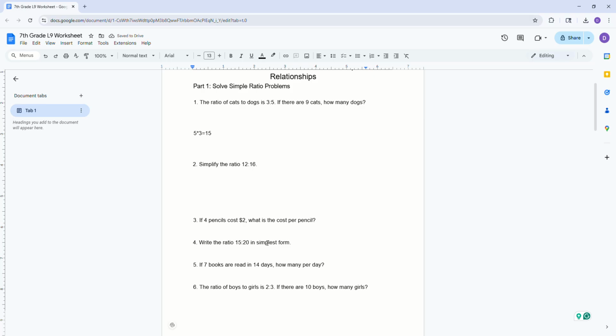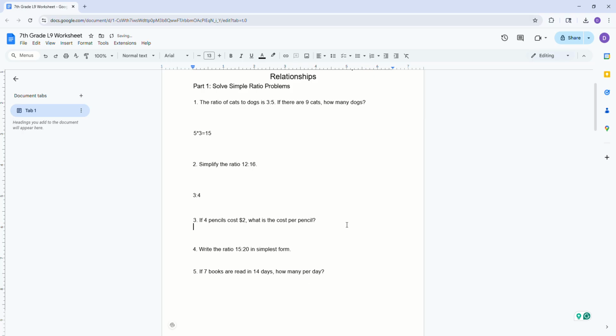To simplify the ratio of 12 to 16, we need to find the greatest common factor. So it will be 4, so if we simplify it, it will be 3 to 4. It says if 4 pencils cost $2, what is the cost per pencil? So we need to divide 2 by 4, which would normally be 1/2. But we're doing it by dollars, so 1/2 is 50 cents.